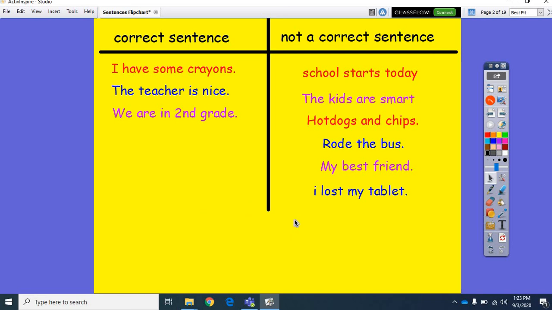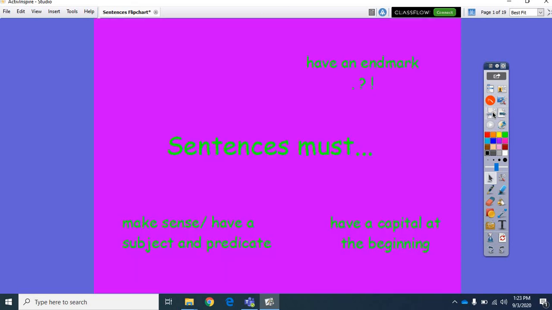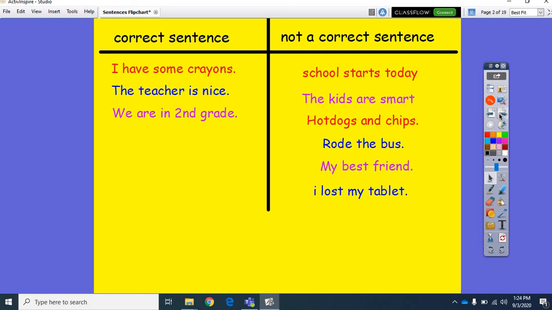Very good. So let's go over one more time those three things a good sentence needs. A good sentence must have an end mark at the end. Most of the time it's going to be a period, but sometimes there will be a question mark or an exclamation mark. We'll talk about all of those. Sentences must have a capital letter at the very beginning, and sentences must make sense. They must tell you all about what you're saying. So very good. All right, that is the end of our little lesson about sentences today.